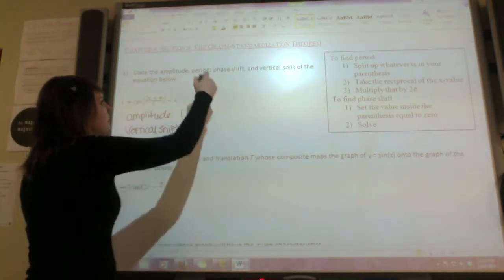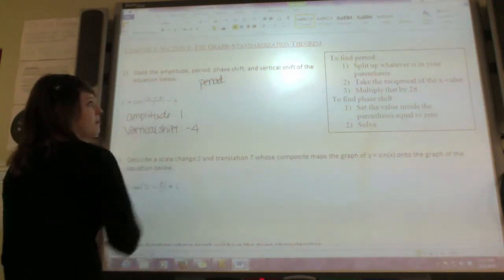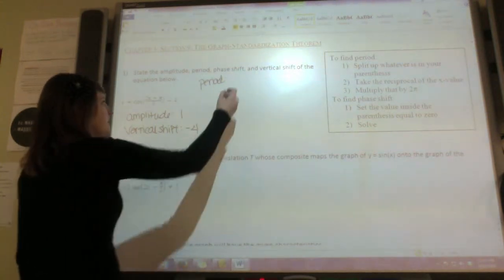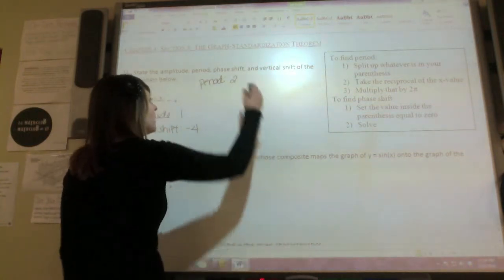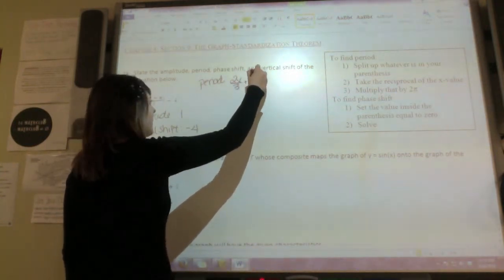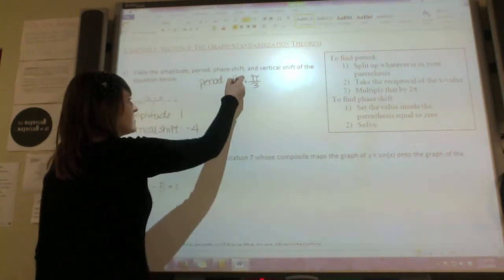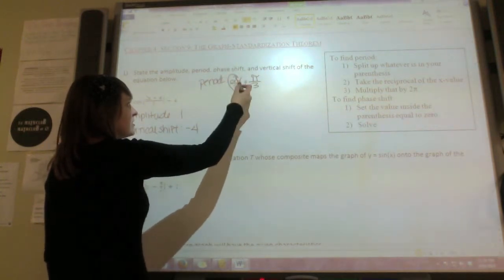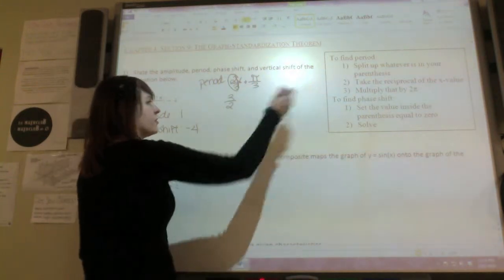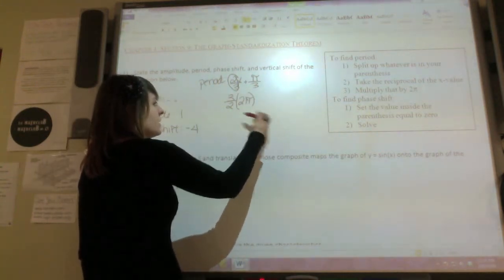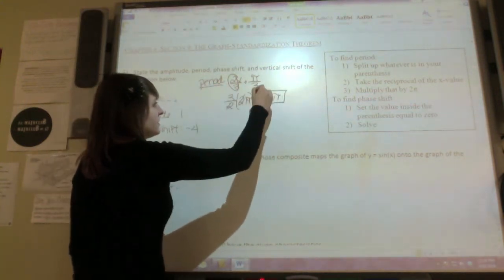Okay, now to find my period, I'm going to worry about all the stuff in here. So I'm going to split up whatever's in my parentheses. So I'm going to call this 2x over 3 plus pi over 3. Okay, then I'm going to take the reciprocal of my x value. So my x value, right now it's being multiplied by 2/3. I'm going to take the reciprocal of that, 3/2. And that is what I'm going to multiply by 2 pi. So when I do that, these cancel out and I get 3 pi. So that means my new period is 3 pi.